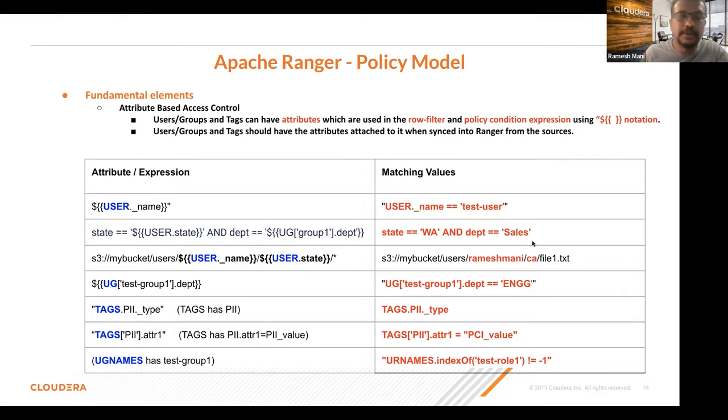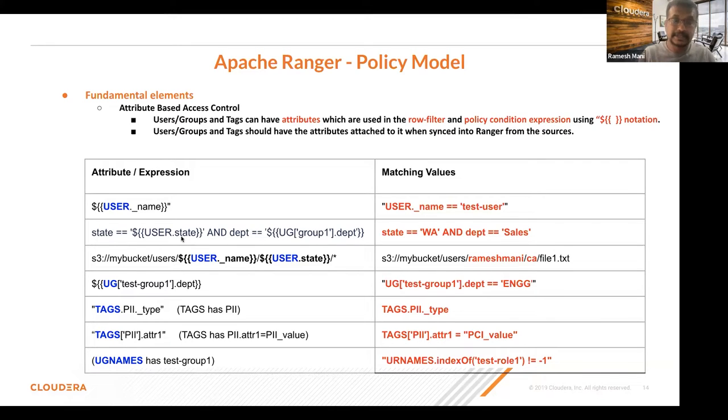So how do you define this in a single policy? By having these attributes attached to those users, groups and tags, with a notation like users state. This is an expression which you maintain in the policy. We will go into it when we see the demo. For now, just think that you are going to give an expression in the policy that in the table there will be a column called state, which you equate to the user's state. The user is the one trying to access it.